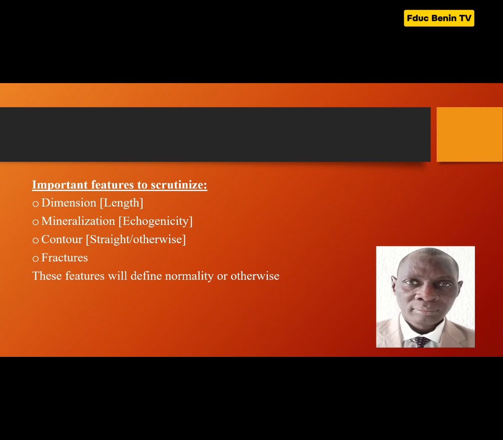Now, let's look at the features when examining the fetal limb extremities. What are the things that we must look at while trying to assess whether the bones are normal or they are abnormal? So the first parameter is the length or dimension of the bone. The second is the degree of mineralization of the bone, which is indicated by the degree of echogenicity of the bone.